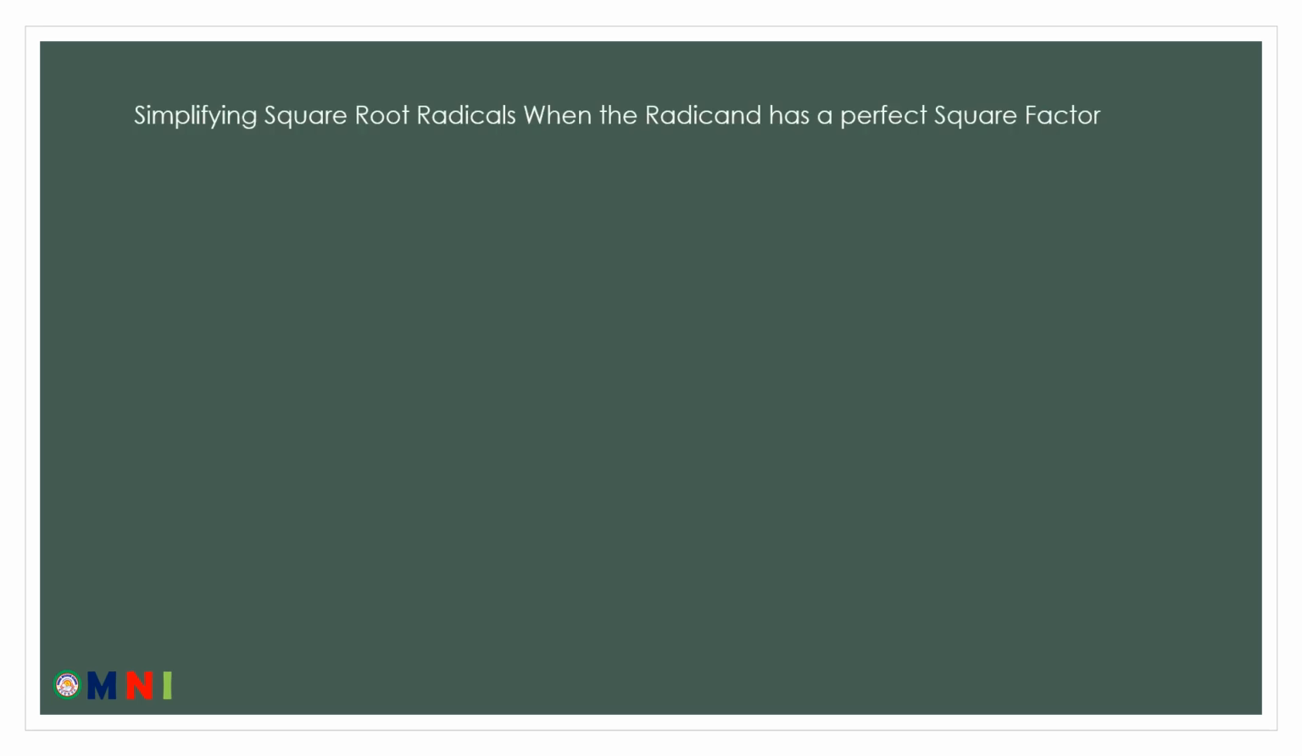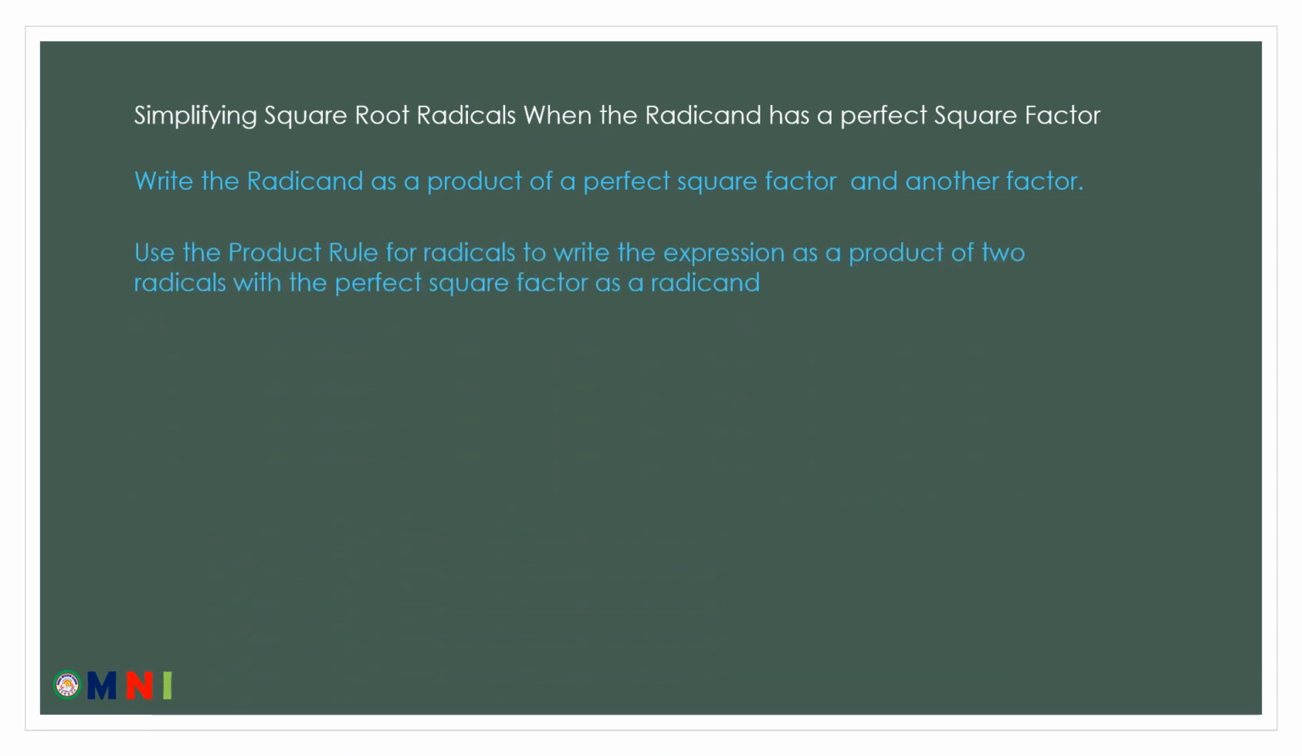Here are the steps on simplifying square root radicals when the radicand has a perfect square factor. First, write the radicand as a product of a perfect square factor and another factor. Second, use the product rule for radicals to write the expression as a product of two radicals with the perfect square factor as a radicand. Third, evaluate the radical with the perfect square radicand.